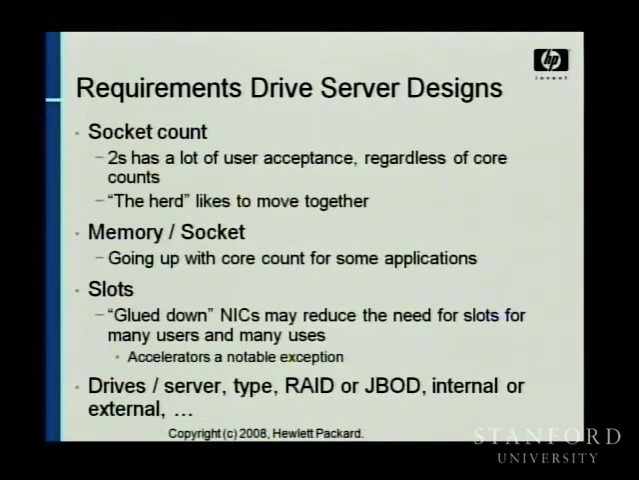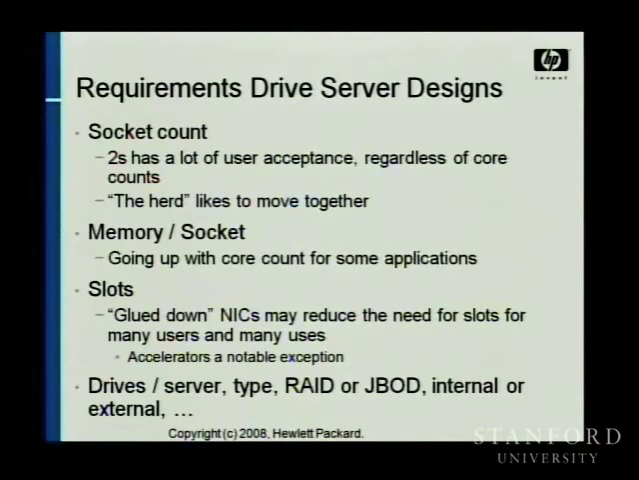Memory per socket, and socket is just a standard term for that thing that's a processor. We used to call them CPUs, but then when things got multi-core, everybody got confused. And so memory per socket is going up for most applications. Sometimes it's not going up linearly with the number of cores. Sometimes it is. And if you look at a typical rackmount server, it's got a lot of slots.